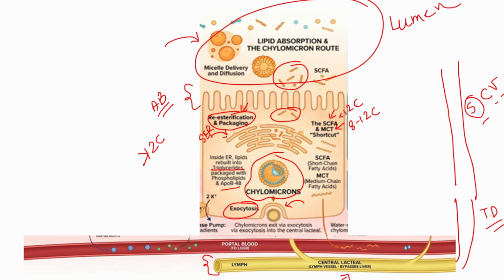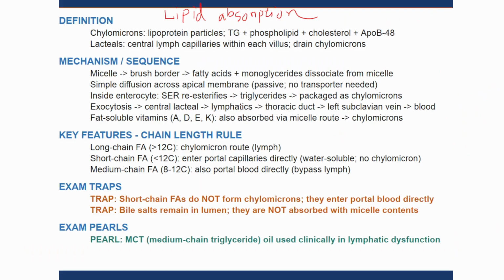Okay, we have mapped out the complete lipid absorption and chylomicron route. Now we are ready to pivot to our anchor slide. This slide formally defines chylomicrons as massive lipoprotein particles synthesized by the enterocyte, composed internally of triglycerides and cholesterol, stabilized by an outer layer of phospholipids and the apolipoprotein ApoB48.